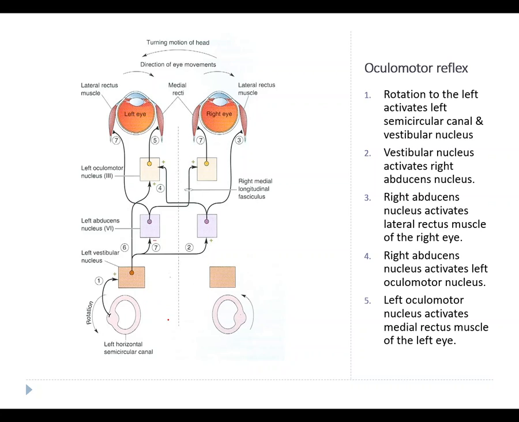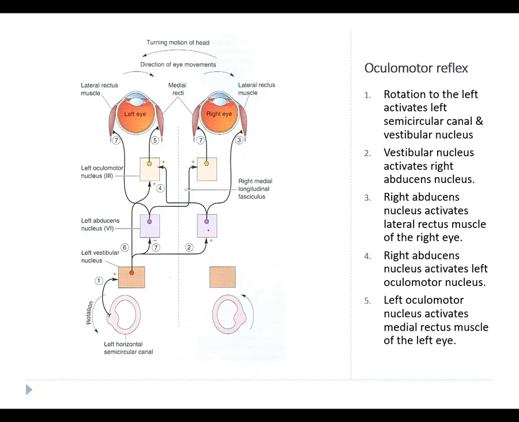So the way the semicircular canals control this motion: the rotation of the head to the left activates the hair cells in the left semicircular canal, which in turn activate neurons in the left vestibular nucleus. The left vestibular nucleus then has neurons that go to several different places. Their axons cross over to the opposite side of the brainstem and activate motor neurons in the right abducens nucleus. So this is information coming from the left vestibular nucleus to the right abducens nucleus.